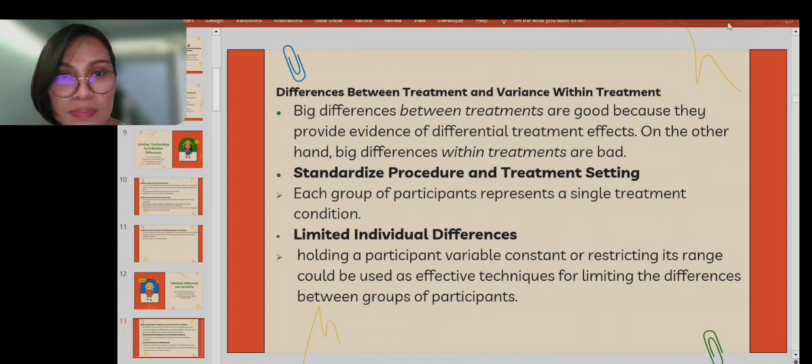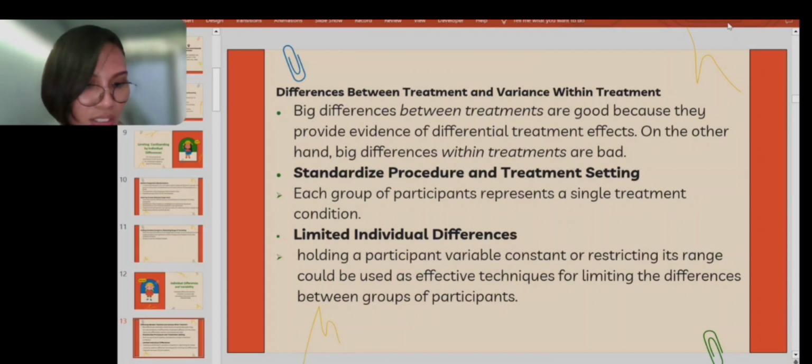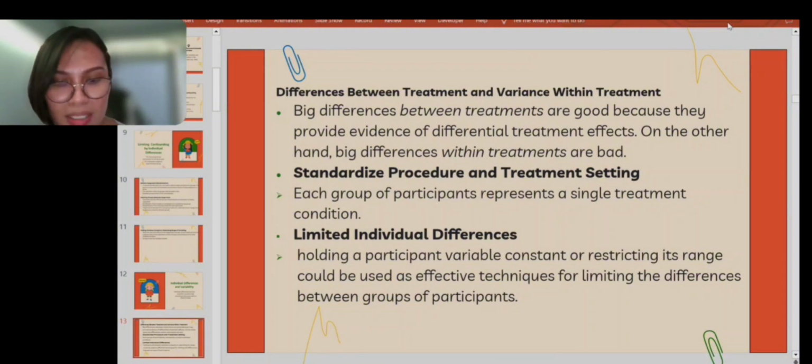So differences between treatments and variance within treatments. So big differences between treatments are good because they provide evidence for differential treatment effect. So pag malaki yung differences between treatments, it makes it easier to detect and interpret the effect of the independent variable being studied. So when contrast between groups is substantial, it becomes evident that treatment has had a meaningful impact, leading to a more straightforward and compelling conclusion.